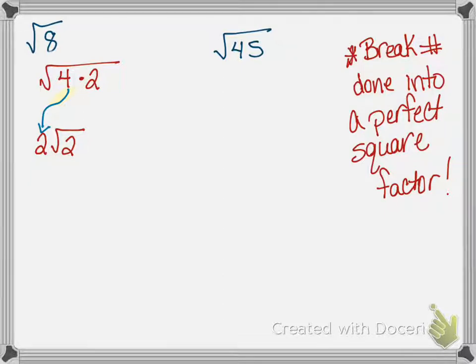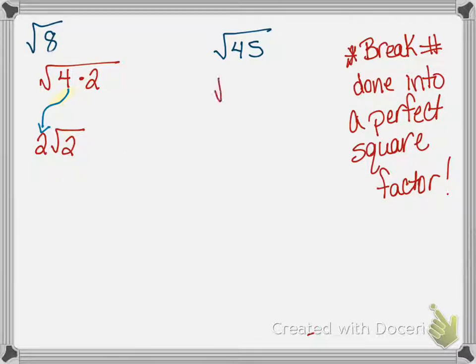Now I want us to look at 45. I can break 45 down to 15 times 3. Is 15 times 3 45? Yes, it is. Are either one of them a perfect square? No, they're not. So it doesn't help me to break it down if I haven't broken it down to a perfect square. Okay? So, what is a better way for me to break 45 down?